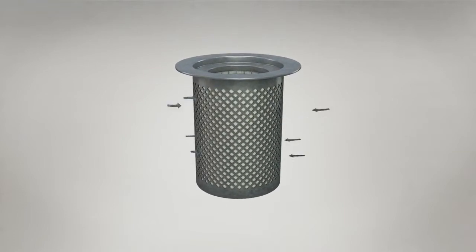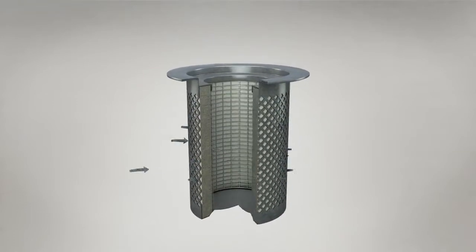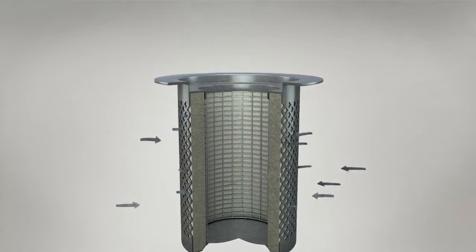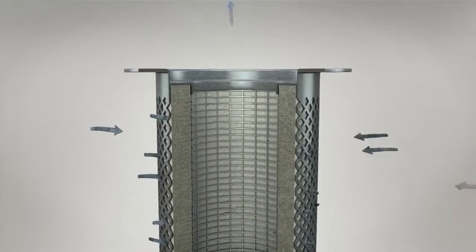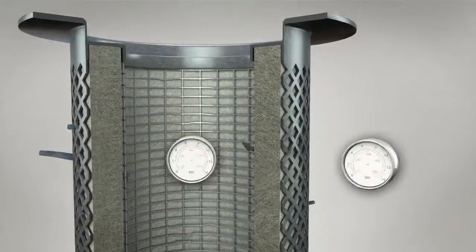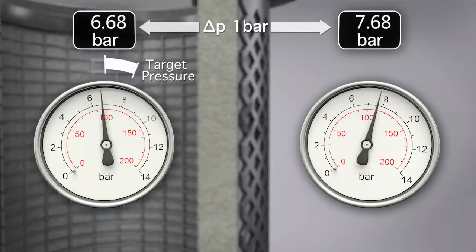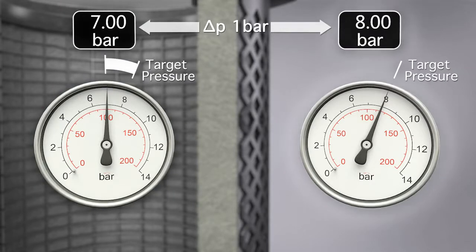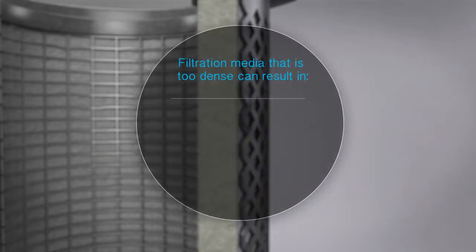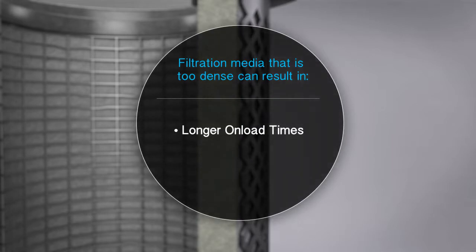However, things may not go to plan if this critical component is made from substandard materials or contains unsuitable filtration media. Filtration media that is too dense will restrict airflow, creating an increased pressure differential across the element. Consequently, the compressor will continue to think its target pressure hasn't been reached when in fact it has. The result: longer on-load times and increased energy costs.